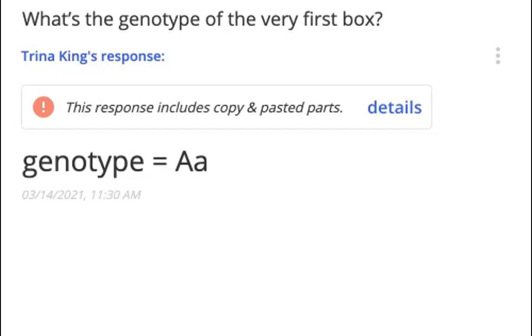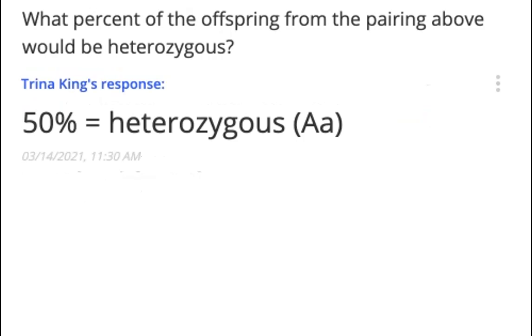Number 13. What percentage is heterozygous? Well, again, 2 out of the 4 boxes have different alleles. The big A, little a, that's heterozygous. So it's going to be 50%. Okay. I'm looking at some of your responses. Some of you need to actually put a response. Some of you need to fix it. It should be 50%.